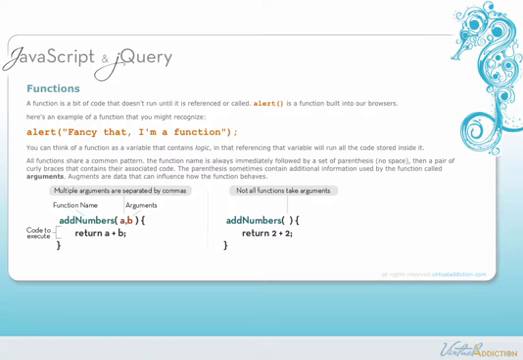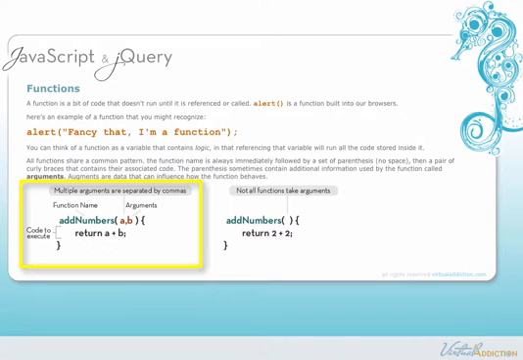In a way, you can think of a function as a variable that contains logic, in that referencing that variable will run all the code that's stored inside it. All functions share a common pattern. The function name is always immediately followed by a set of parentheses, no spaces, and then a pair of curly braces that contain their associated code.